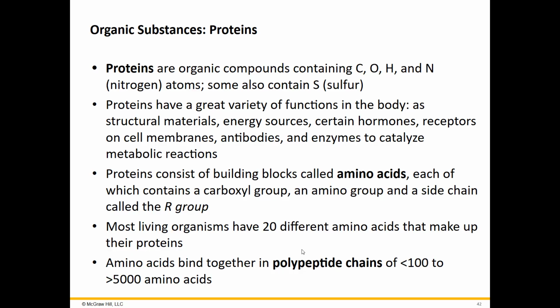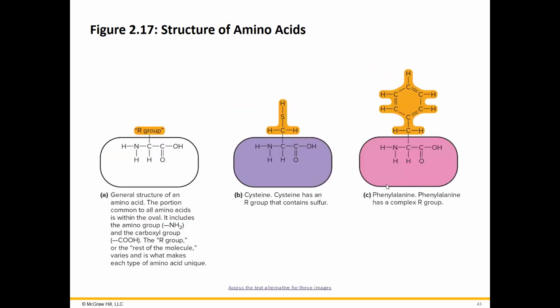Polysaccharide is a long chain of sugar, a big carbohydrate. A polypeptide chain is a big protein with a long chain of amino acids. Amino acids bind together to form these big protein chains. They're enormous. They're hundreds, if not thousands, of amino acids to form a protein. Okay, so this is a protein. This is a protein. This is a protein.